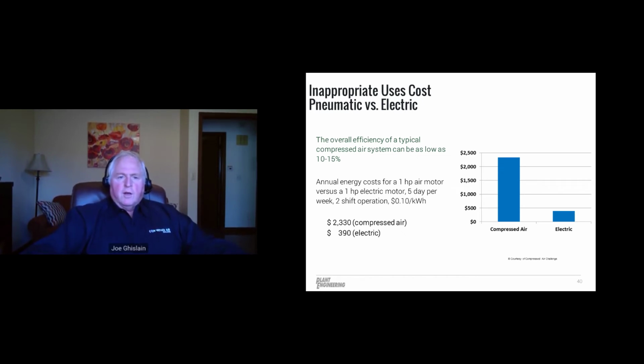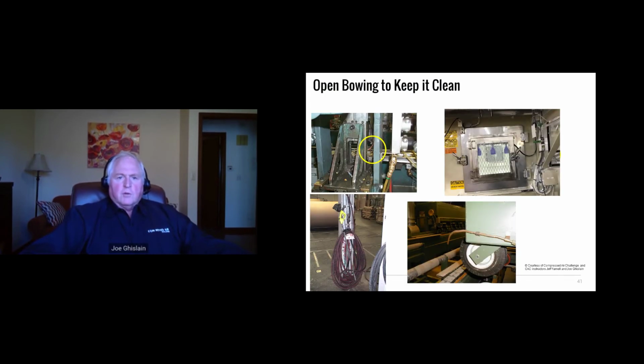And many times you'll find these inappropriate uses. Why are we doing it? Because that's the way we've always done it. We've always had that as part of production, and nobody's gone back and said, change it, because there might be a risk to it, but there's a huge cost that goes along with it.